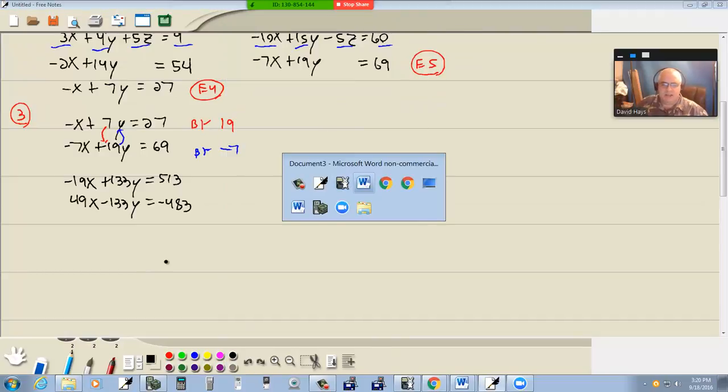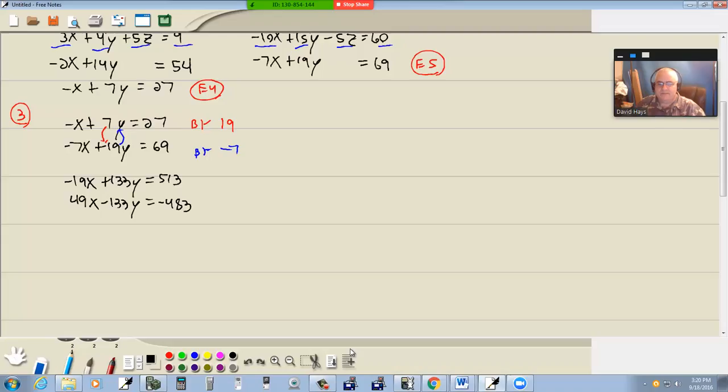Now our step says to eliminate the y's. So we now want to add these together. Negative 19x plus 49x is 30x, I believe. 133y minus 133y drops away. 513 minus 483 is 30.